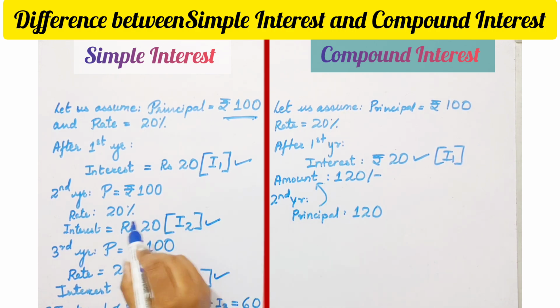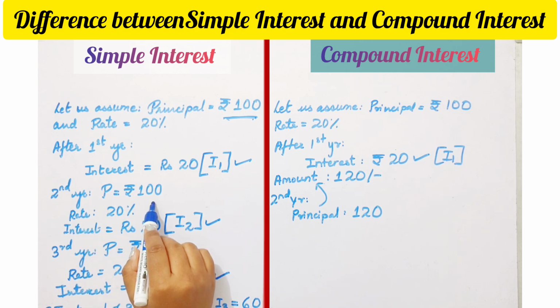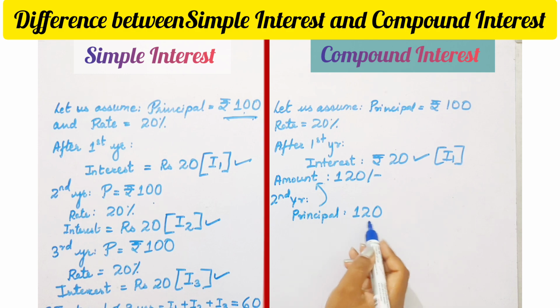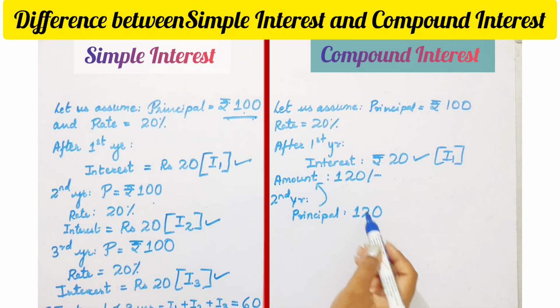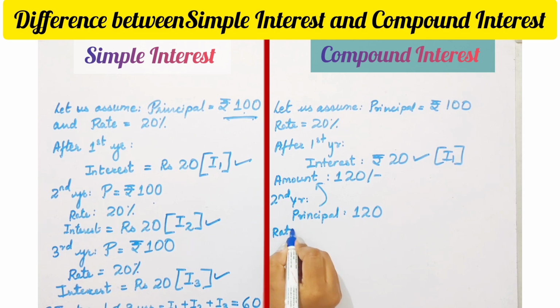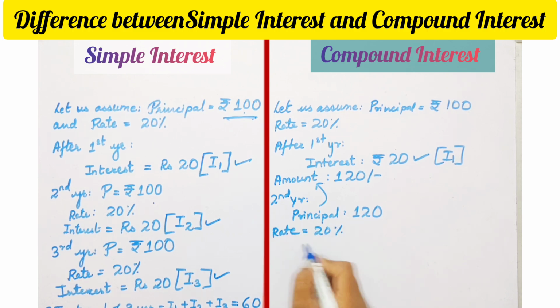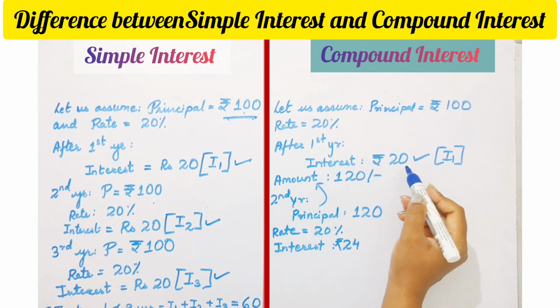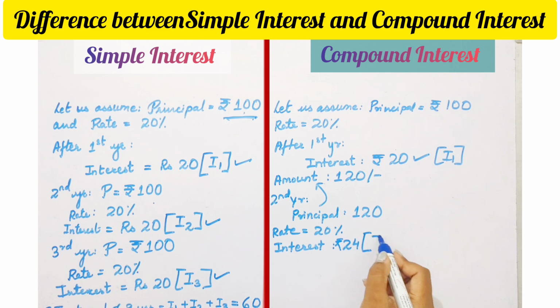In the second year, in case of simple interest, the principal was 100 itself, which was the actual principal amount. But in this case, the principal is not 100. The principal is the amount of the previous year. Rate will be the same, that is 20%. So interest accumulated at the end of the second year will be rupees 24. What was the interest in the first year? It was rupees 20. Now in the second year it is 24, isn't it?